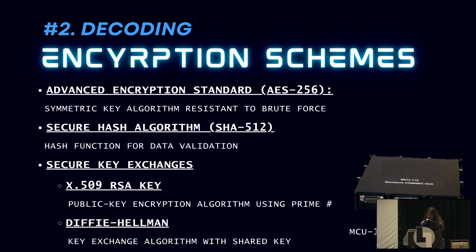As for decoding, satellites vary, meaning that they might be using their own encryption scheme. However, with a lot of lower tier satellites, often amateur satellites or CubeSats, they are using a traditional encryption scheme. AES is pretty common, so you might see some kind of symmetric key algorithms used. SHA is also a frequent hash function that's used within satellite communications, alongside secure key exchanges like the X509 RSA key and the Diffie-Hellman.